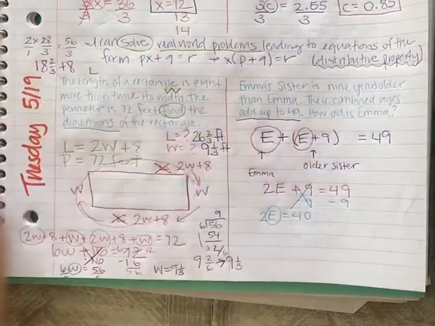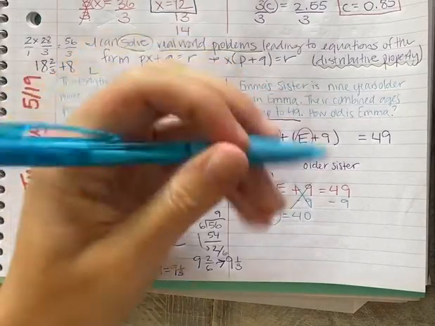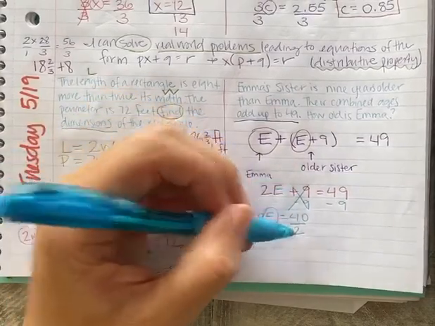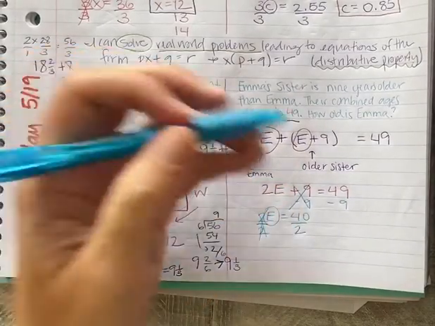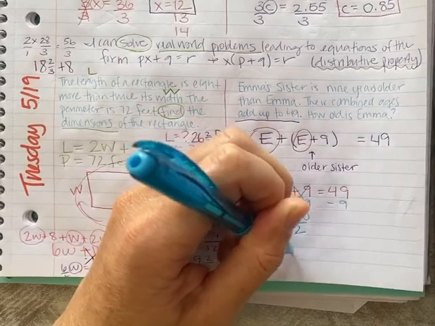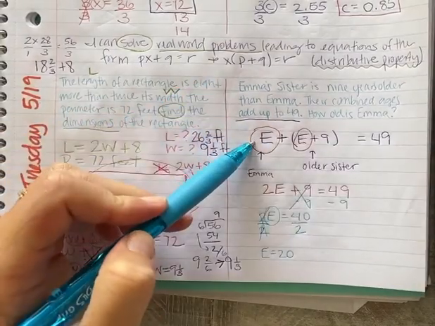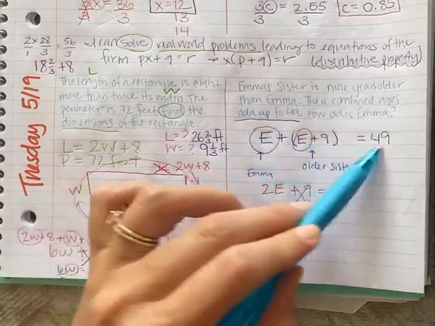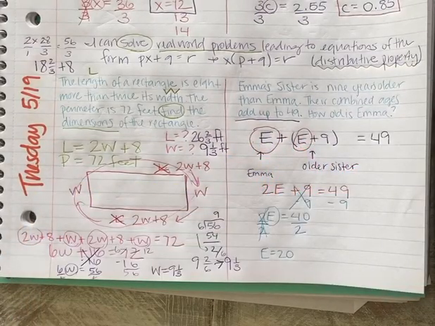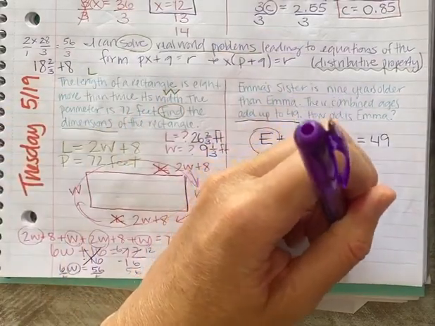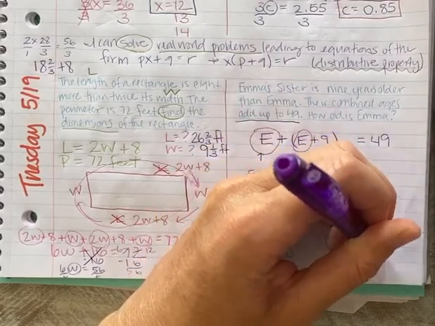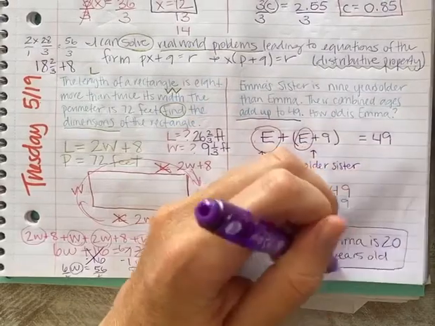To solve for E, even though it's uppercase, doesn't matter, I'm going to divide by 2, divide by 2. 40 divided by 2 is 20. So that means that E equals 20. So Emma is 20, and that means that her sister is 29. 20 plus 29 is 49. So Emma's age equals 20. We can just say that Emma is 20 years old. And there we go.